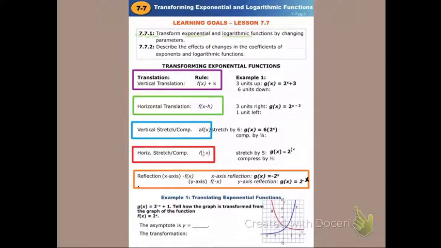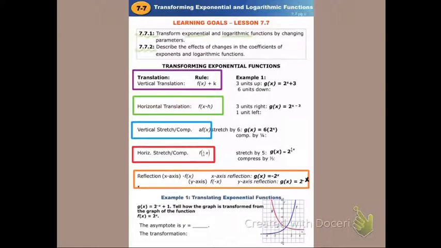We'll start off the lesson reviewing all the rules for transformations that we've been focusing on each time we look at a new family of functions. We'll be looking at the translations, the compressions and stretches, and of course the reflections. Our second learning goal is to describe the effects of changes in the coefficients of exponential and logarithmic functions. So we'll look at what happens to the graph if we change something in the function. We'll make some predictions about the shifts, whether slides, stretches, compressions, or reflections.